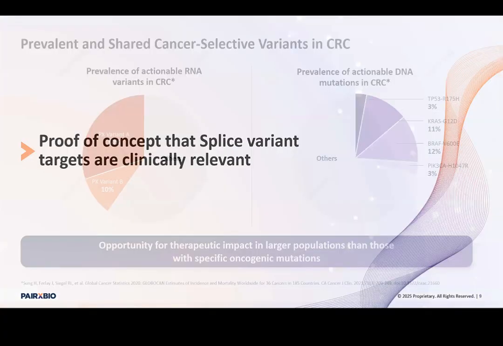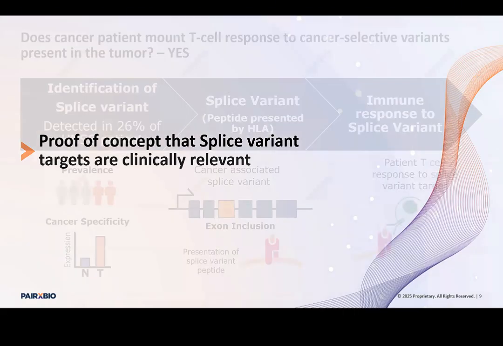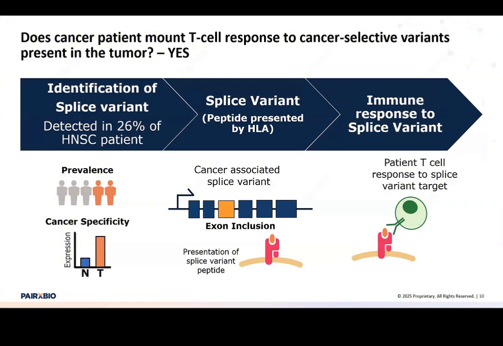Okay. So in the next two slides, what I want to show you is the proof of concept, what we did to show that splice variants are clinically relevant. This was the study that we initiated when I was at Duke-NUS, and how we spun out the company. We started off by trying to address the question of whether cancer patients actually mount a T-cell response to cancer-selective variants that are present in the tumor. The answer to this question is yes, they do, and I will show you what I mean by that.